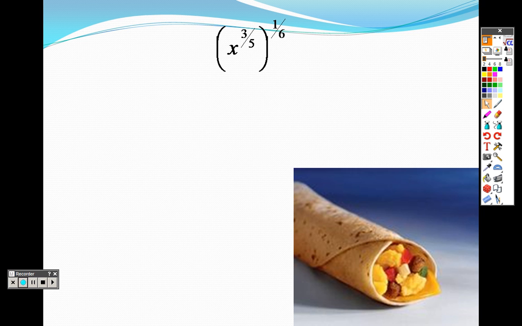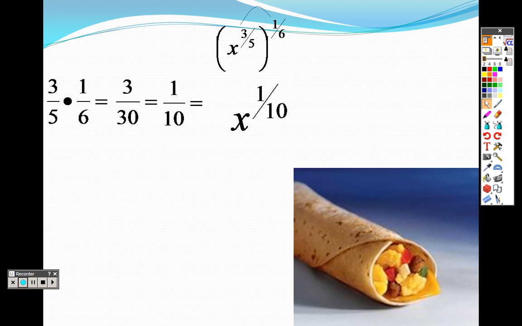Looking at this example, all you're going to do is take the exponents and multiply them just like you're used to. So 3/5 and 1/6, when you multiply them, just multiply across, so you get 3 over 30. We can simplify that to 1/10, so it's x to the 1/10, which if you wanted to remember, whatever is in the denominator, that is your root, so it's the 10th root of x.